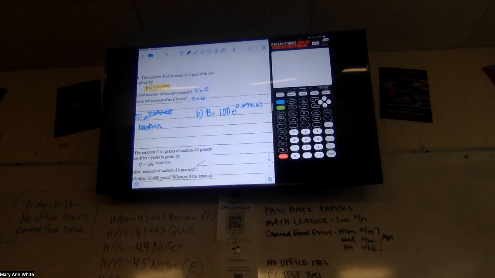0.693 times 6. I grew up with an old calculator, so I'm super careful. I just like to do everything in parts. I'm personally going to do 0.693 times 6, and then I'm going to take that number and raise E to it, and then take that number and multiply it by 100. You're welcome to put it all in at once. I was just afraid of parentheses and messing something up, so I like to do it in parts.